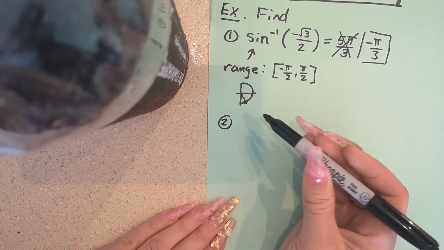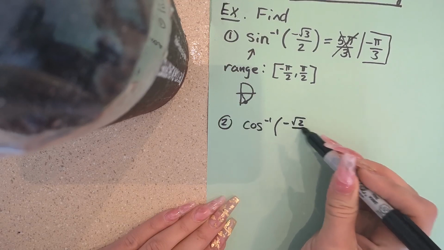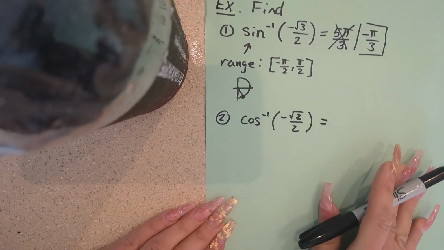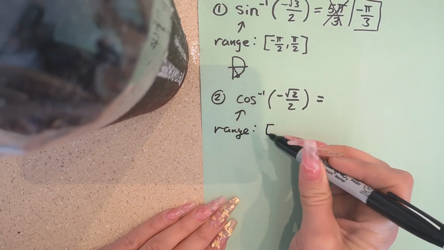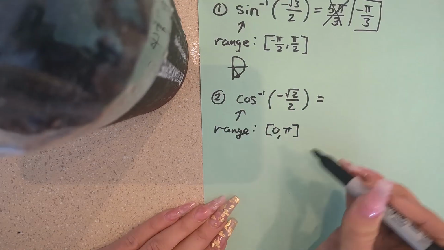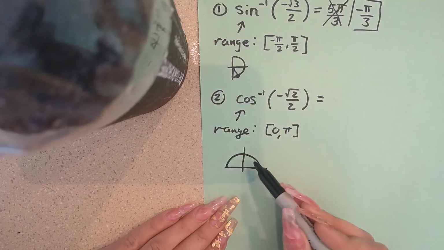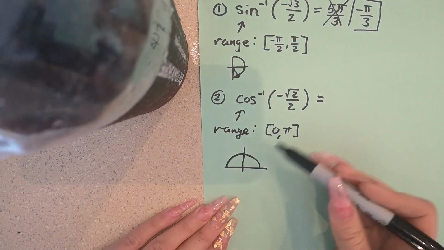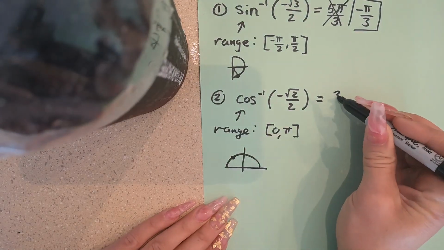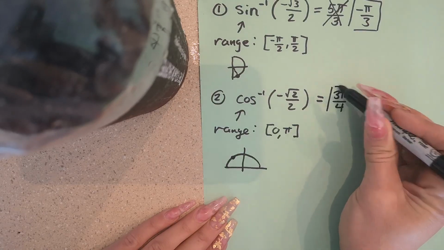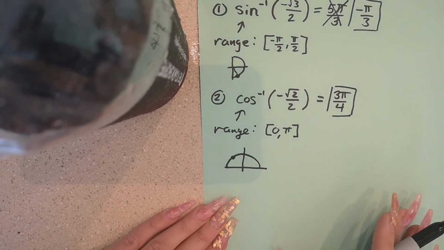What about number 2? How about inverse cosine of negative root 2 over 2? So remember, the range of inverse cosine is 0 to pi, or in other words, the top half of the circle. So now I'm looking at the top half of the circle and I'm saying, what angle has a cosine of negative root 2 over 2? It would be 3 pi over 4. Now 3/4 is in between 0 and 1, so that is correct.